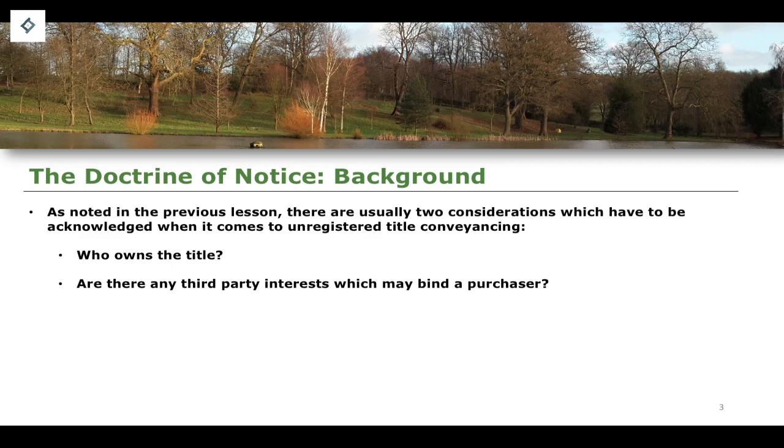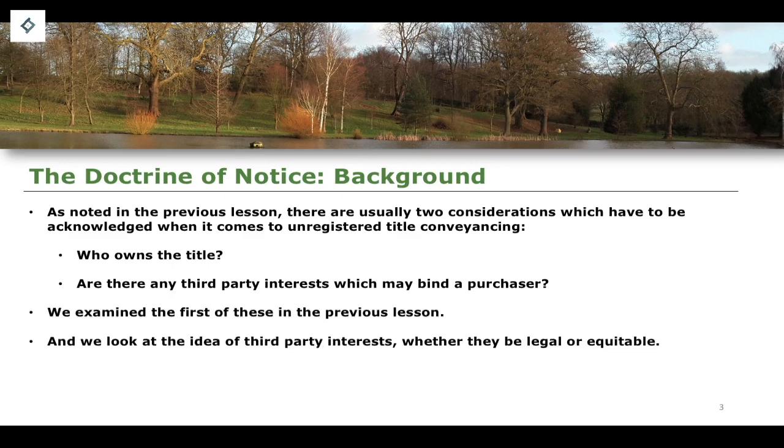When it comes to third-party interests which bind the purchaser, this is a little bit more complicated. We examined the first of these in the previous lesson. But when we look at third-party interests, we have to think firstly about the delineation between legal interests, which will automatically bind a purchaser, as they are good against the world, if you will, and equitable interests, some of which may bind a purchaser and some of which will not. For those interests that do not bind a purchaser, that makes you, as a legal purchaser, equity's darling. You are the person who is able to essentially override any of these equitable interests.